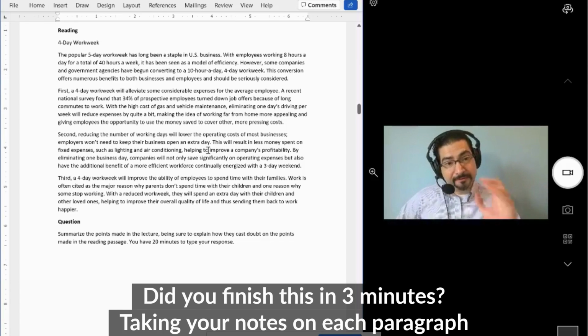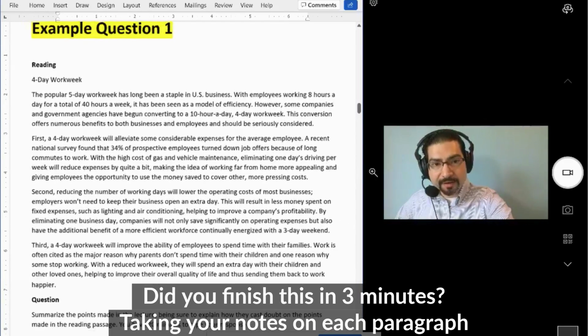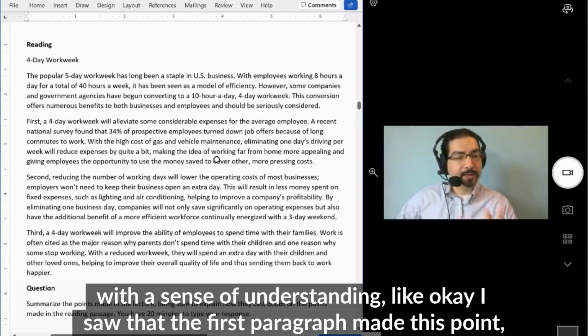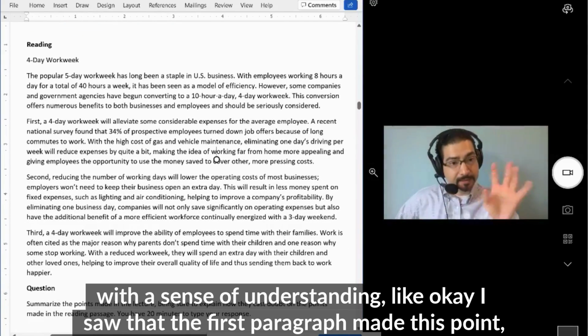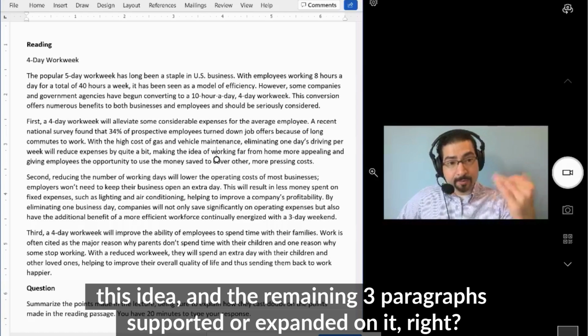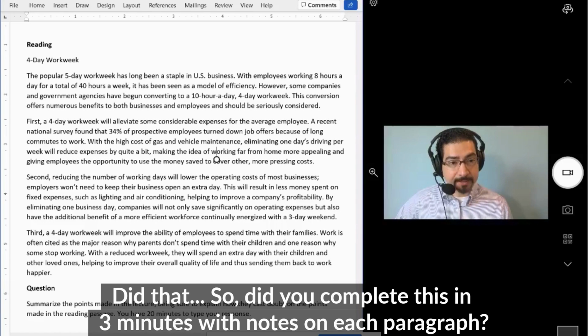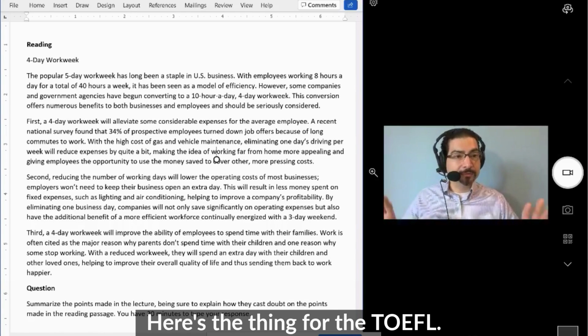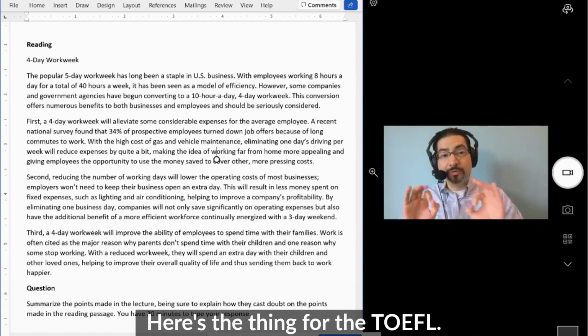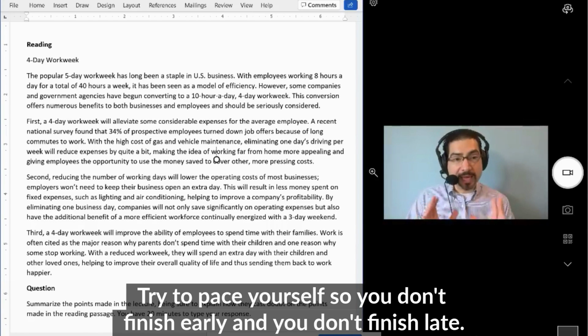Did you finish this in 3 minutes, taking your notes on each paragraph with a sense of understanding, like, okay, I saw that the first paragraph made this point, this idea, and the remaining 3 paragraphs supported or expanded on it? Did you complete this in 3 minutes with notes on each paragraph? Here's the thing for the TOEFL. Try to pace yourself so you don't finish early and you don't finish late.